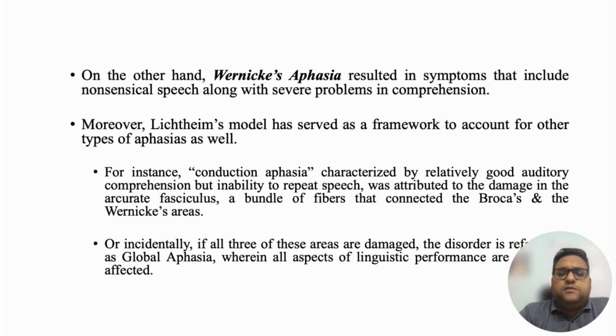For instance, when the arcuate fasciculus was found to be damaged, the resulting symptoms would be that people would have relatively good auditory comprehension, but they would be unable to repeat their speech. It was therefore referred to as conduction aphasia, because the area connecting Broca's and Wernicke's areas is damaged, and therefore the conduction is not possible. Or if all three of these areas are damaged, Broca's area, Wernicke's area, and the arcuate fasciculus, the disorder was referred to as global aphasia, which would basically mean that all aspects of linguistic performance are severely adversely affected.